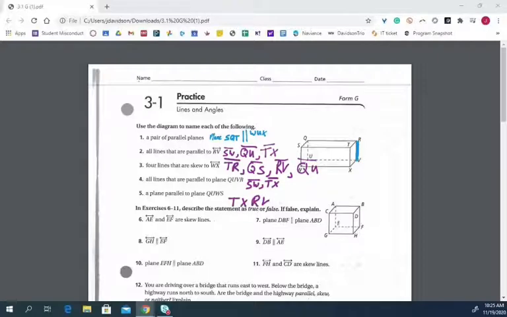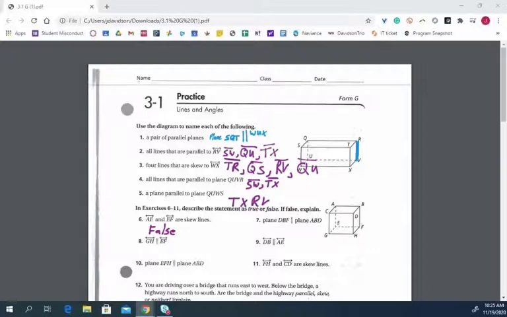All right, good. We have a good idea, I think, of parallel and skew and whatnot. 6 is false, right? 6, true or false. AE and EF are skew lines. Yeah, that is false. Here's how I know. I don't even have to look at the figure. They're all part of the same plane. They both share this letter E, which means they intersect at E. Skew lines don't intersect.